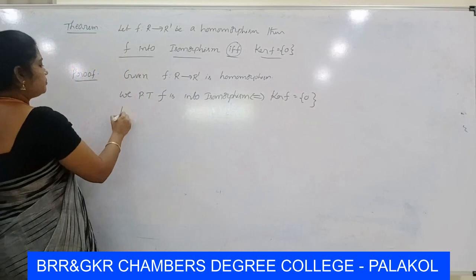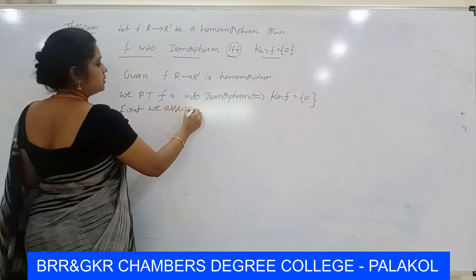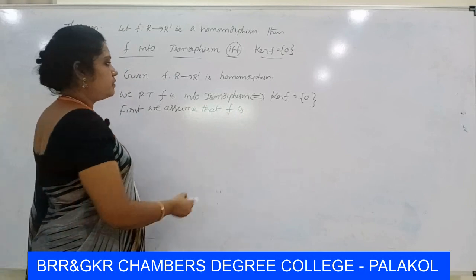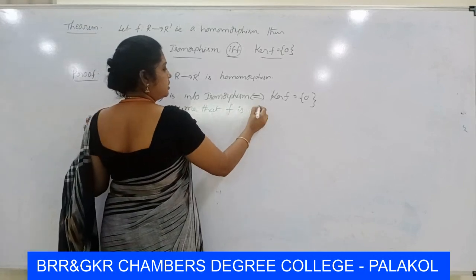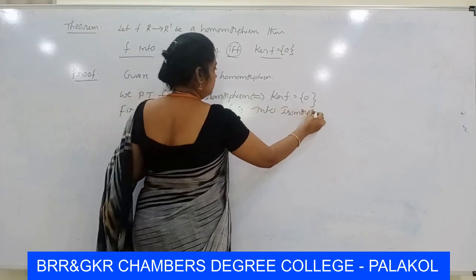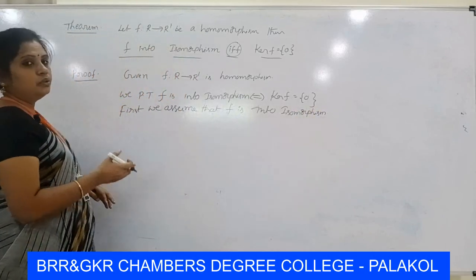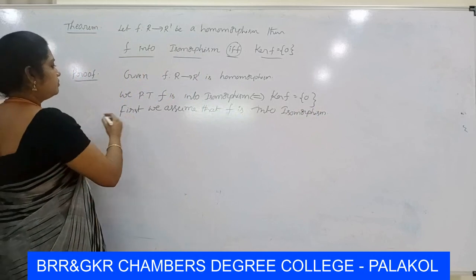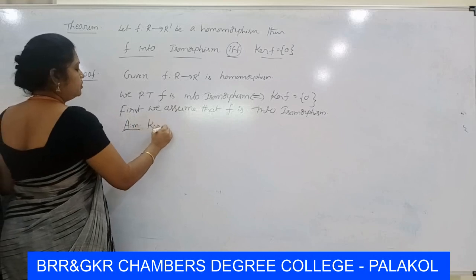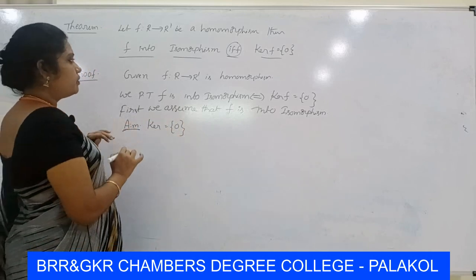First we assume that f is an into isomorphism. That means it is onto and a homomorphism. Aim: the first part of the aim is kernel f equal to singleton 0. That means kernel f contains only the 0 element of the ring R.